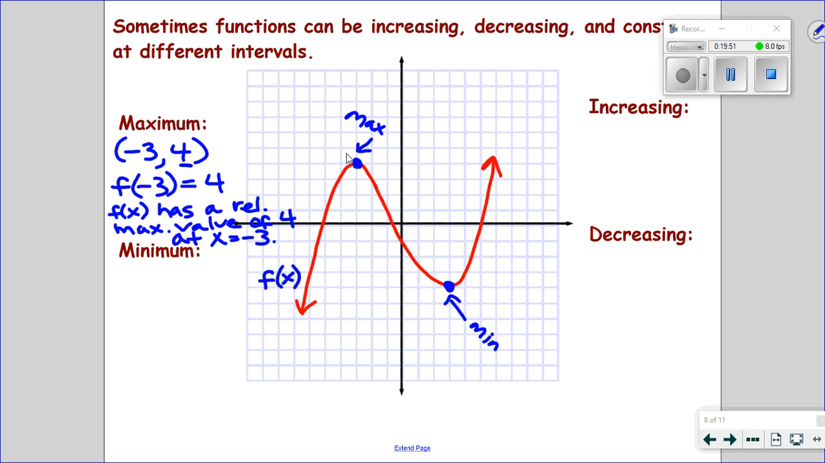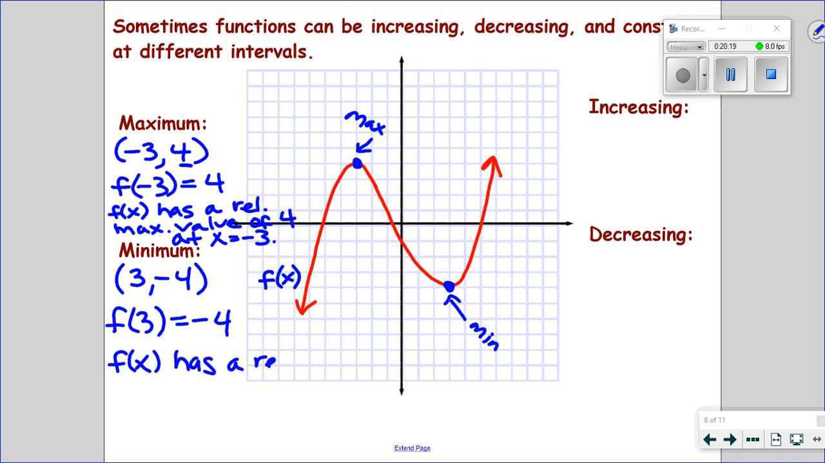All right. Local minimum, again, we could represent this point 3 different ways. We could represent it with an ordered pair, and so it looks like our ordered pair would be (3, -4). We could use function notation and say f(3) equals -4. Or we could write it out in words and say f of x has a relative minimum value of -4 at x equals 3.